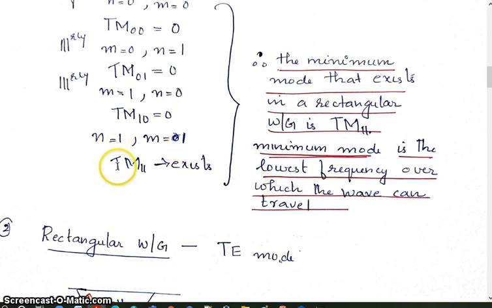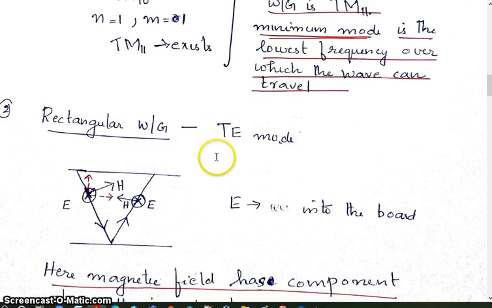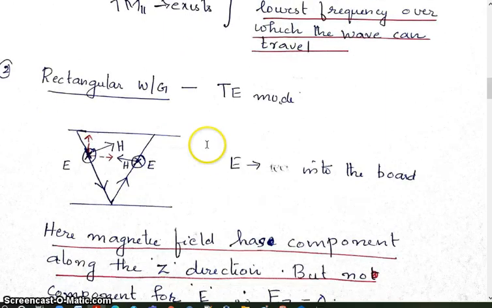Next we will see TE mode. TE is known as transverse electric mode, and here the electric field will not have any component along the direction of propagation of wave. That means Ez will be equal to 0.